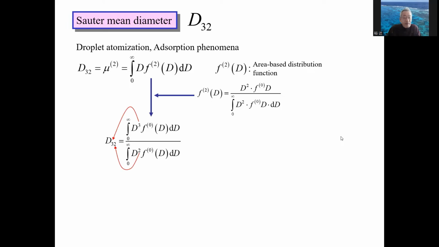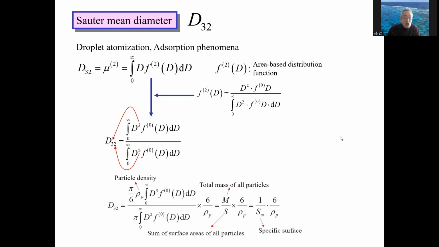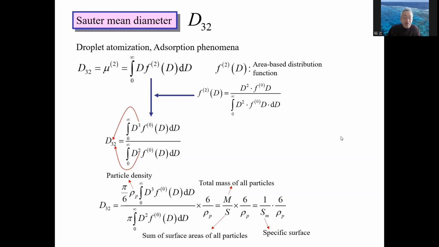The numerator integrand contains D cubed, and the denominator integrand contains D squared. So the symbol for delta mean particle size is expressed as D32. Transforming the right-hand side of the equation for mean size D32 gives the relationship between the delta mean diameter D32 and the specific surface area SM.